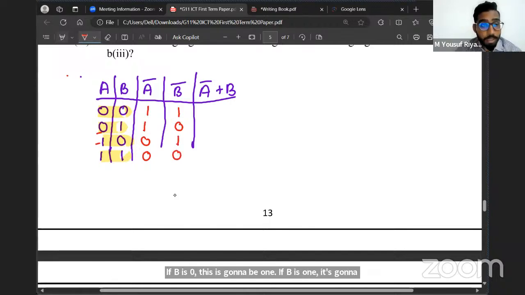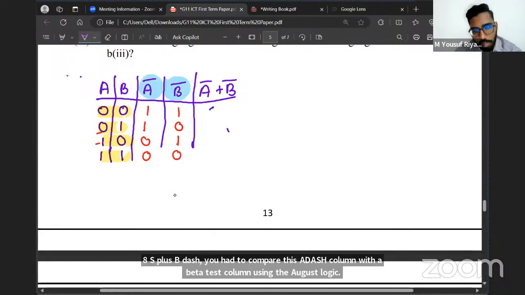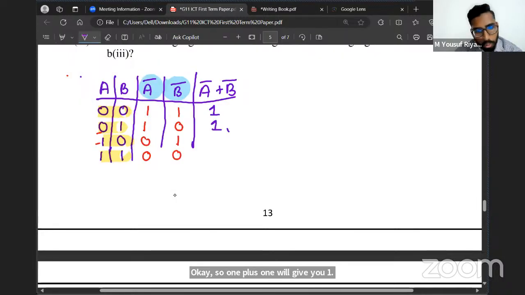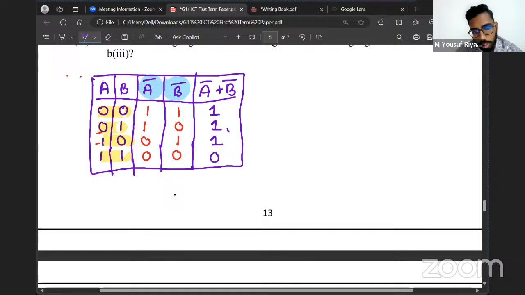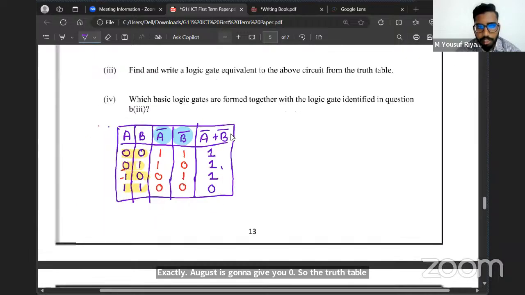Then A dash plus B, sorry, A dash plus B dash. For A dash plus B dash, you have to compare this A dash column with the B dash column using the OR gate's logic. Okay, so 1 plus 1 will give you 1. 1 plus 0, again 1. 0 plus 1, again 1. 0 plus 0, what will the OR gate give you? Exactly. The OR gate is going to give you 0. So the truth table is something like this. For the second question, the truth table is something like this. Is that clear, all of you?